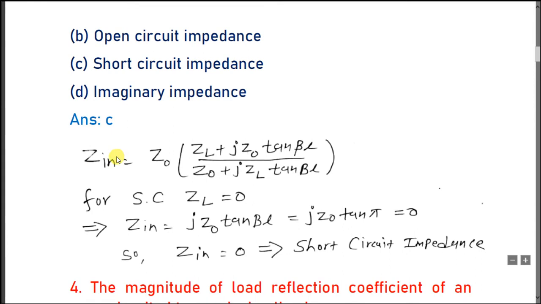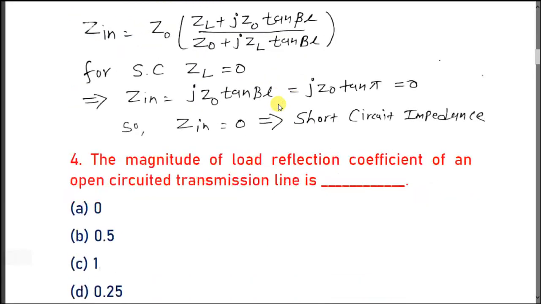So if you calculate this, then the equation is Zin is equal to Z0 times (ZL plus jZ0 tan beta L) divided by (Z0 plus jZL tan beta L). For short circuit, ZL is equal to 0. So if you put ZL is equal to 0 over here, you will get Zin is equal to jZ0 tan beta L. Okay, and L is equal to lambda by 2 and beta is equal to 2 pi by lambda, that is wave number. So you will get Zin is equal to 0. That is short circuit impedance. So answer is C. Okay.